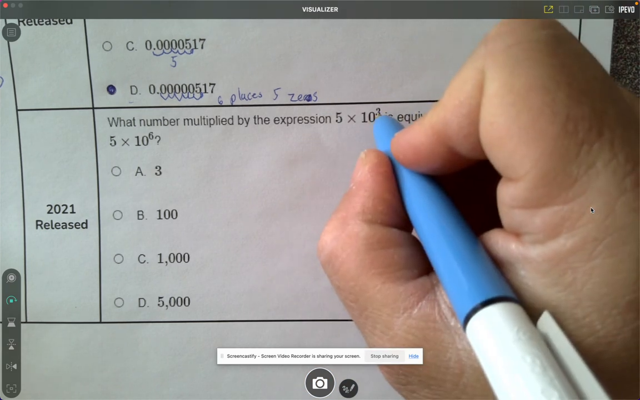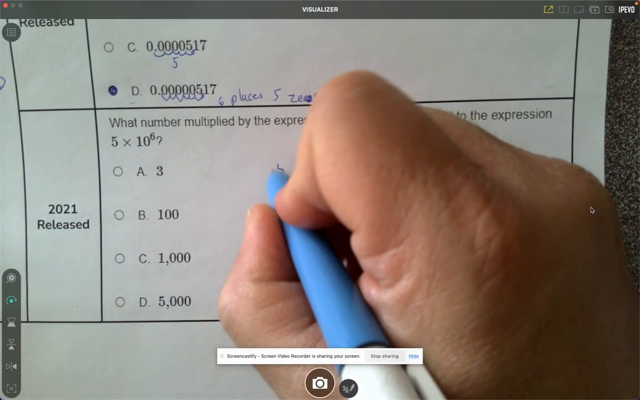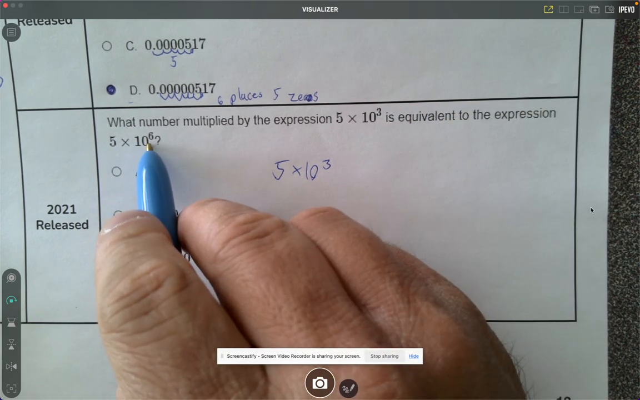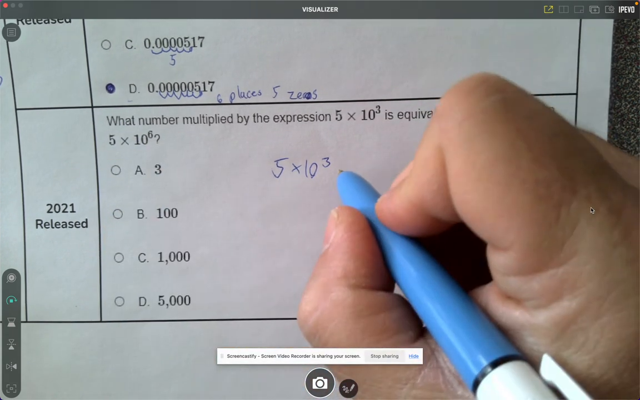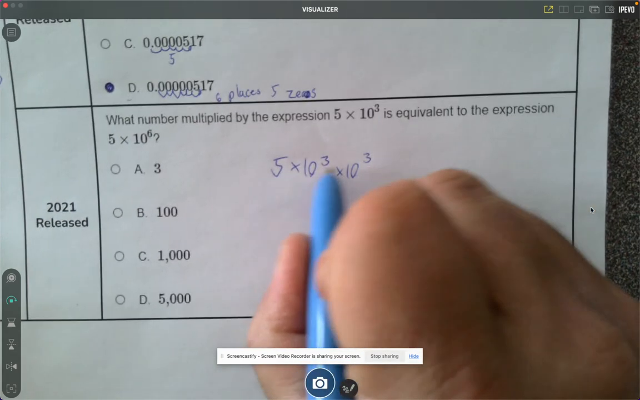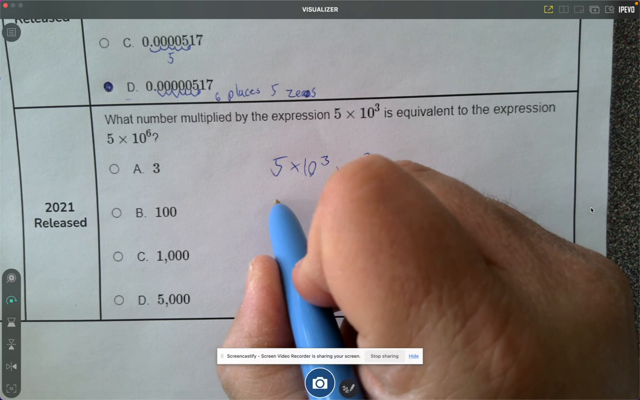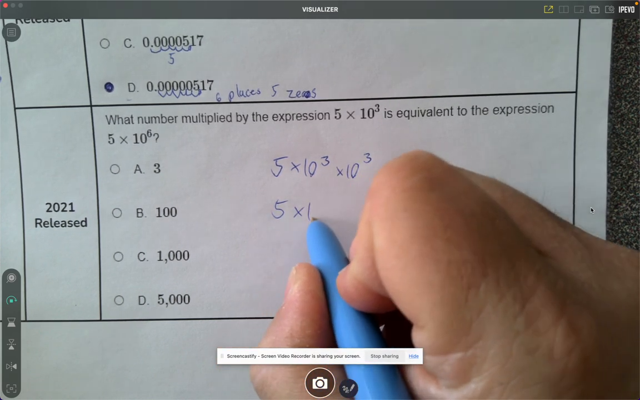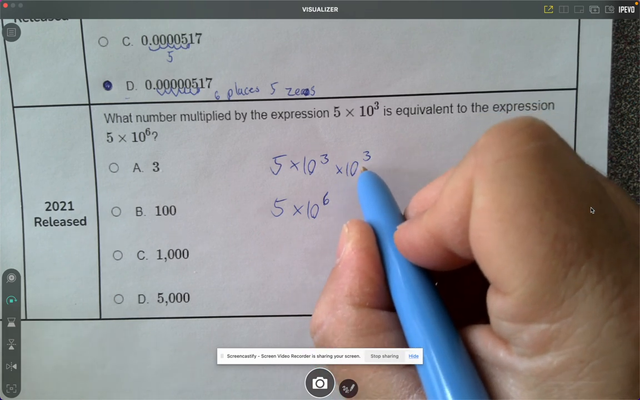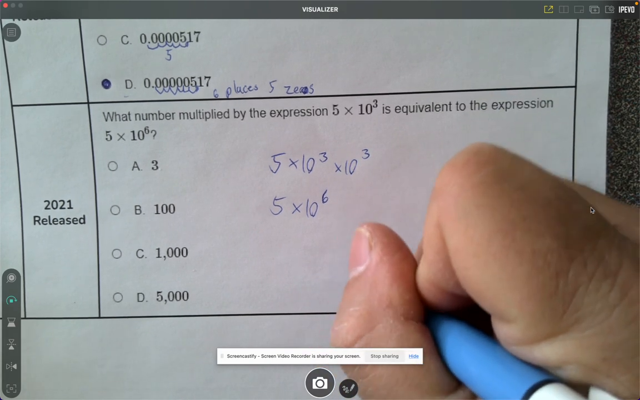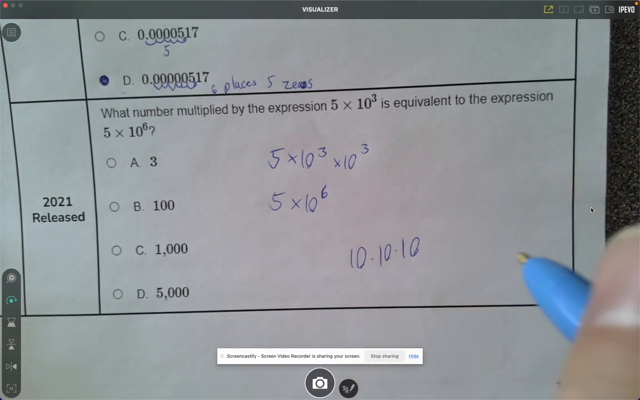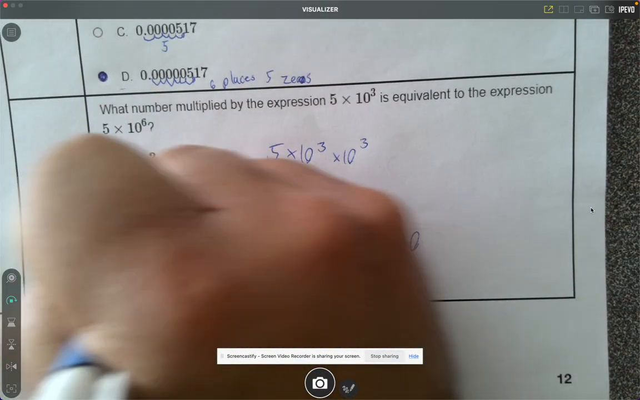So you want to do 5 times 10 to the third, and you want that to go up 3. But if you go here, times 10 to the third again, like bases, that does make it 10 to the sixth. So what I multiplied by was 10 to the third. 10 times 10 times 10. 10 times 10 times 10 is 1,000. The correct answer was C.